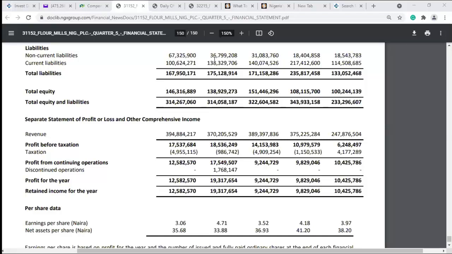Just to also add that MTN is an interim dividend paying company. That's another thing, and it's a very strong defensive stock.